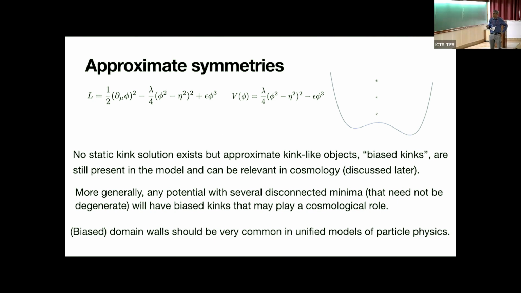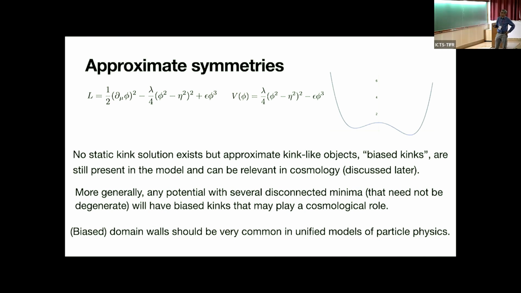But even if the symmetry is not perfect, for example, you have the Z2 model over here, but then you add a small term, epsilon phi cubed. Okay? So if epsilon is 0, then you're back to the Z2 model. But if epsilon is not 0, then the potential looks slightly tilted in this way. So even in this case, you have different vacua. They are not exactly degenerate, but they are still there. And you can have objects which go from here all the way to the other side. Now, in this case, there is no static kink solution, but there are approximate kink-like objects, and I will call them biased kinks. And in fact, for cosmology and for gravitational waves, these objects are equally important in some ways.